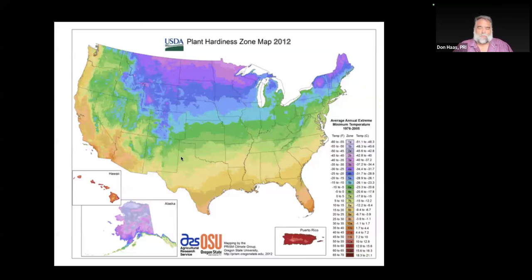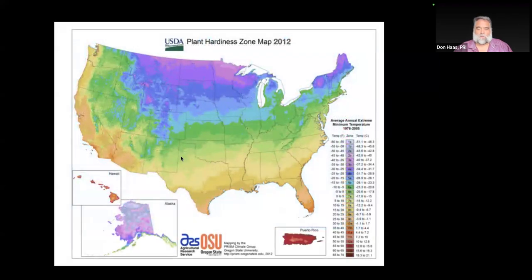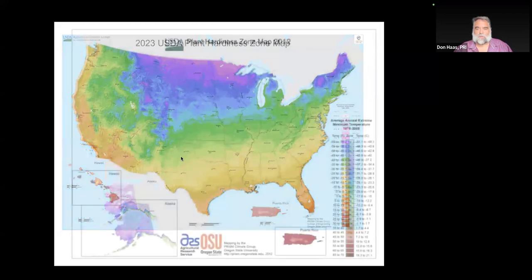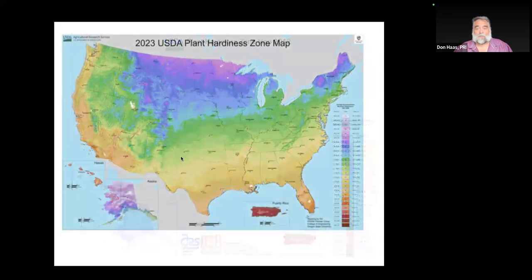Here is the USDA plant hardiness zone map from 2012. And this slide is a GIF that will switch back and forth between what it looked like in 2012 and what it looked like in 2023. If you can pick a spot on the map and watch it change between the two hardiness zone maps as the climate has already shifted.